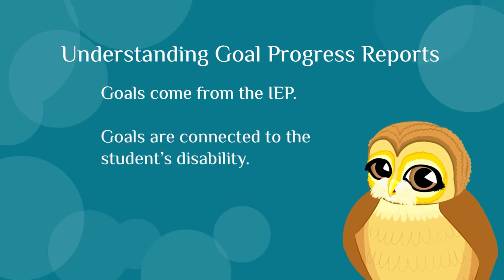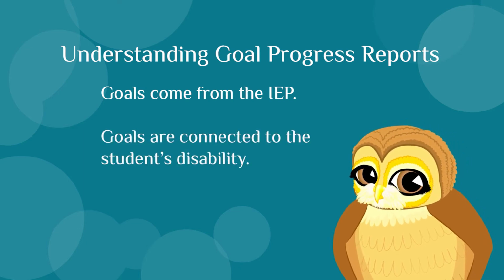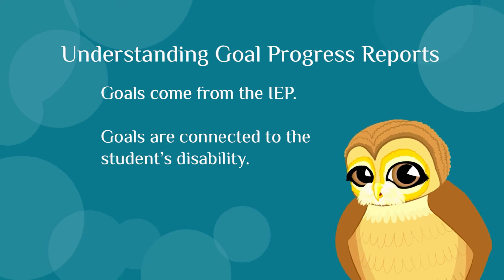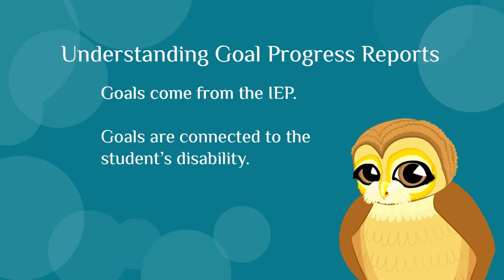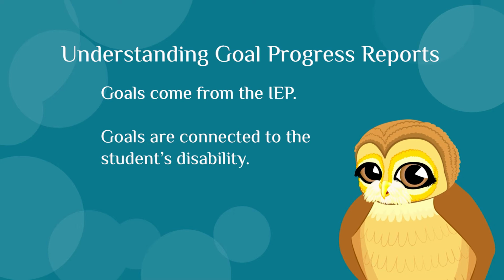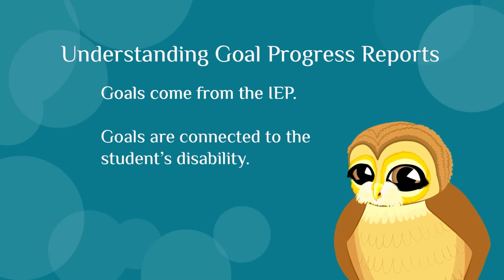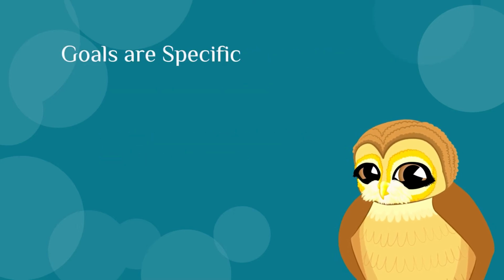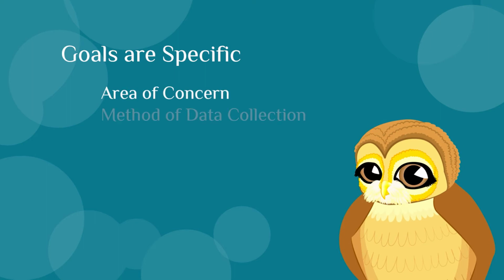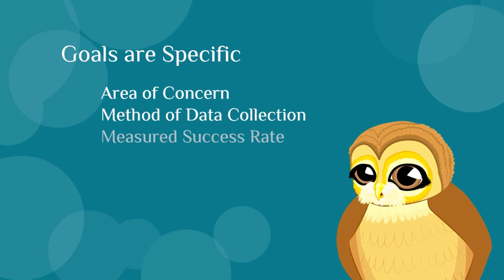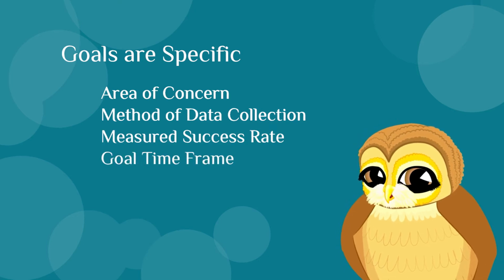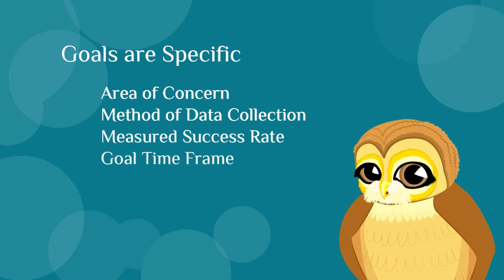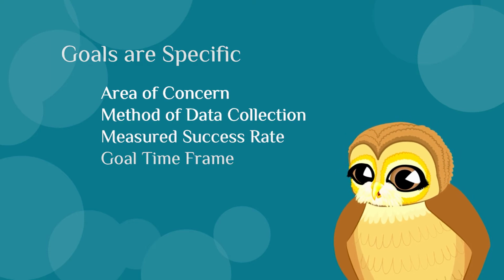Goals are attached to any area that the student's disability would affect. For instance, if a student has anxiety and struggles with completing work, then a proper goal would be for that student to complete work with the use of a progress tracker by the due date in 3 out of 6 weeks per grading period. Goals are specific and note the area of concern, method of data collection, number of measured successes, and overall goal timeframe.